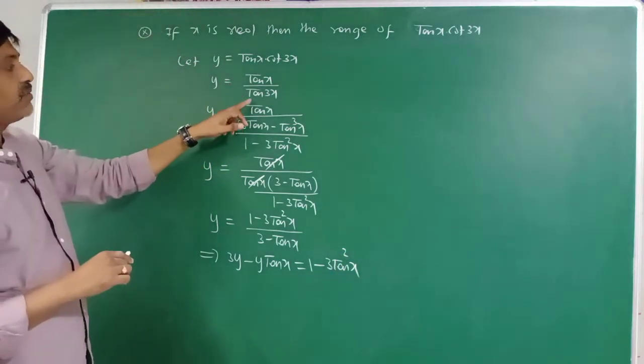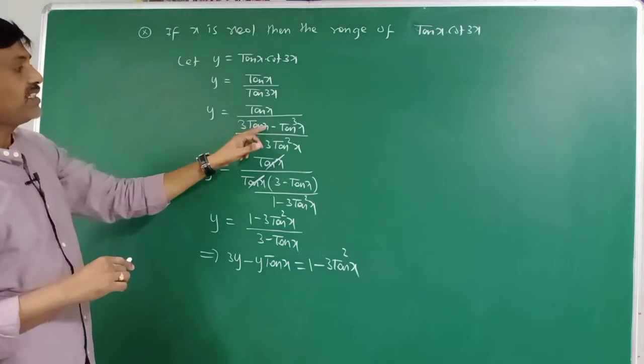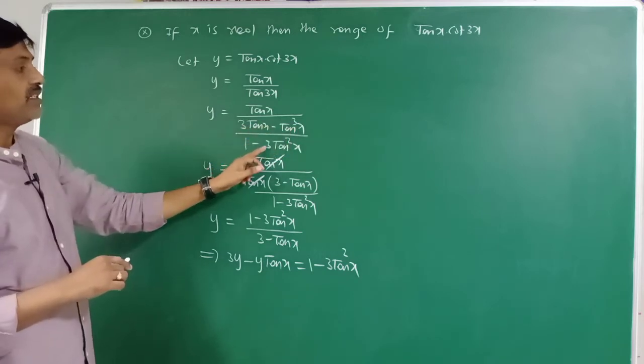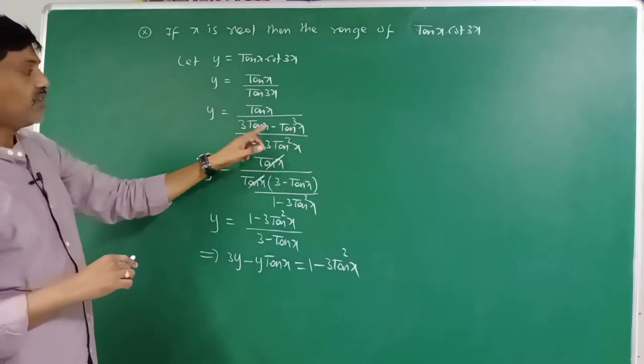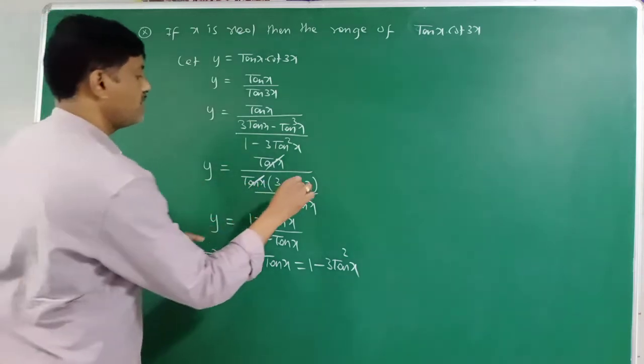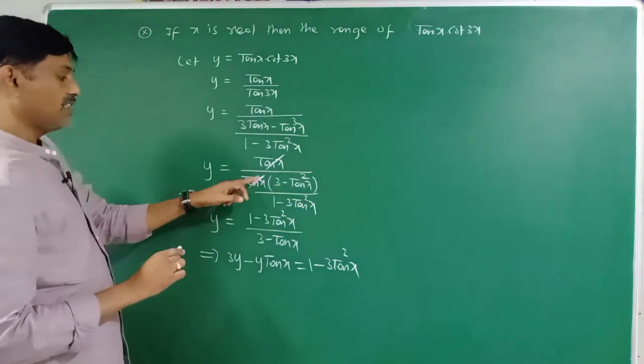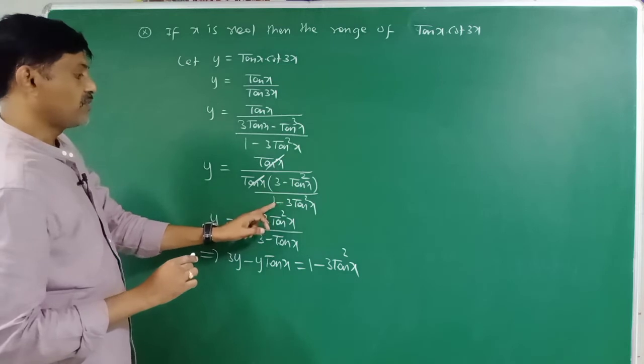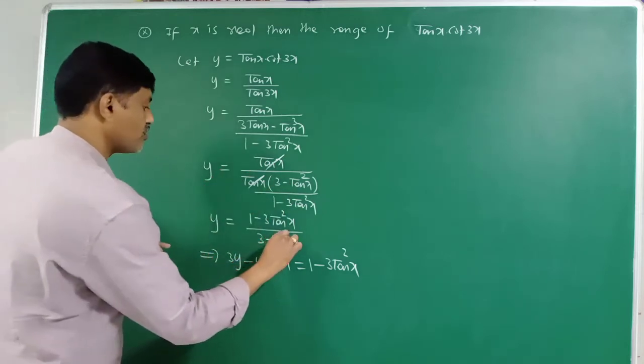Tan x by tan 3 theta, 3 tan theta minus tan cube theta by 1 minus 3 tan square theta. Just take tan x common, here we are getting tan square x. 3 minus tan square x by 1 minus 3 tan square x, this is also what?